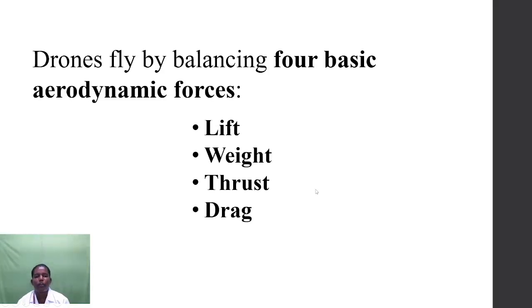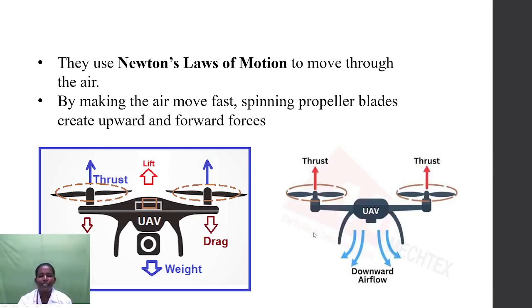For stable flight, the lift must be equal to or greater than the weight, because we need to hover the drone. That's why we use propellers for balancing and stability. We need the drone to be stable in the air, so we balance the weight. If it is overweight, the drone cannot fly. It will be pulled downward toward the earth.